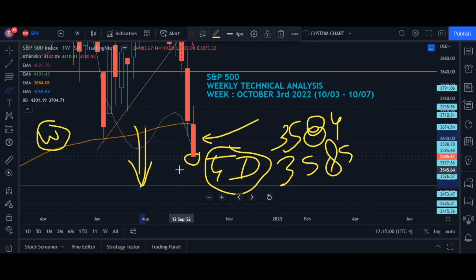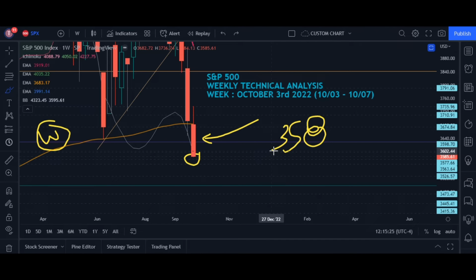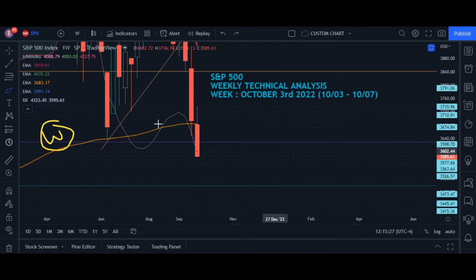Later intraday, there may be a retrace, or there may not be a retrace. That's a different thing that we are going to discuss in the next part of this video, when I will do the S&P 500 technical analysis on the daily chart, right? So as of now, through this candle, this is clear, right? Now let's do the technical analysis on the weekly chart of the S&P 500.